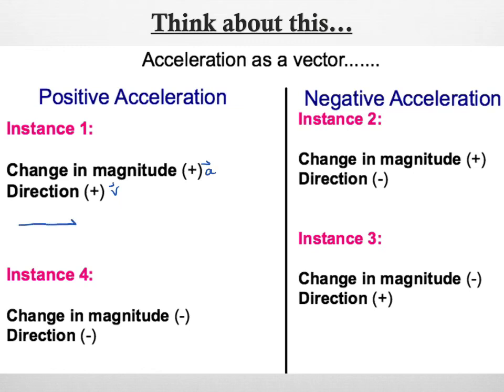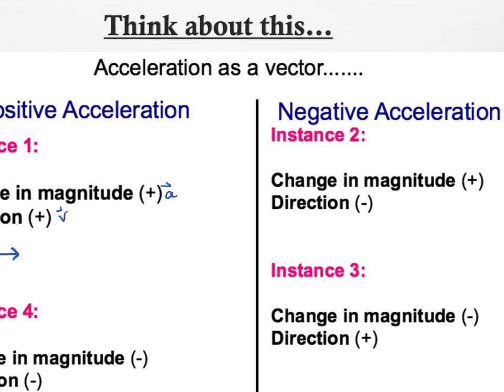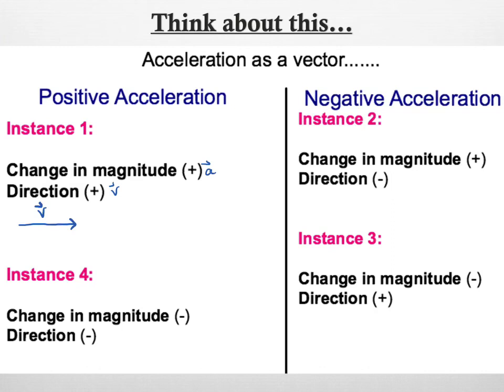So positive direction, let's just choose east or right, because it's most often the one that we use. So if we're moving this direction, and then you have acceleration that also moves you in that direction, what happens? Oh, that becomes even bigger, right? Because you have two things going in the same direction. So this guy is speeding up.